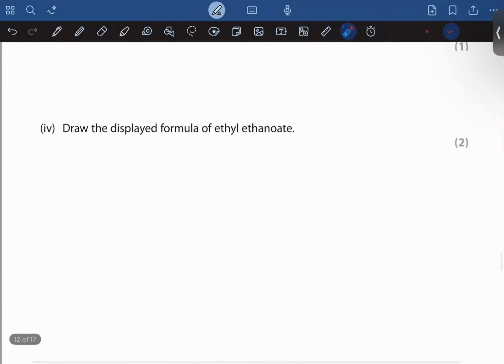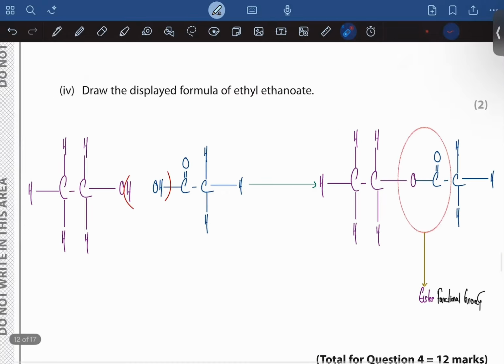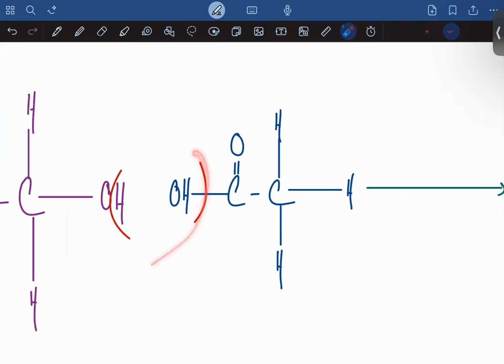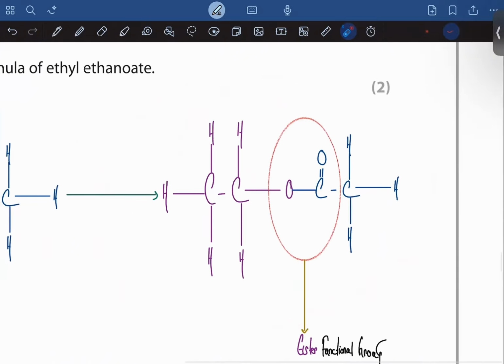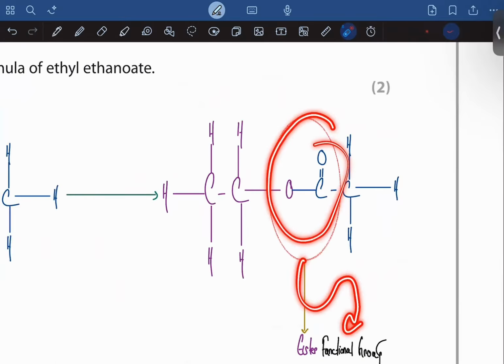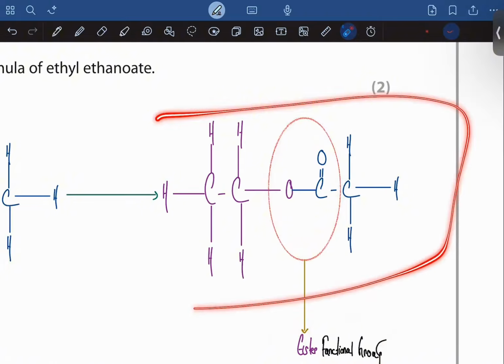Display formula of ethyl ethanoate. Okay, so let's just see. I have drawn the basic structure. This is our alcohol. Sorry, this is our acid. The acid is going to lose the OH and the alcohol is going to lose the H, and it would lead to the formation of this. And this is our ester bond, or ester functional group, and that's basically the displayed formula of it.